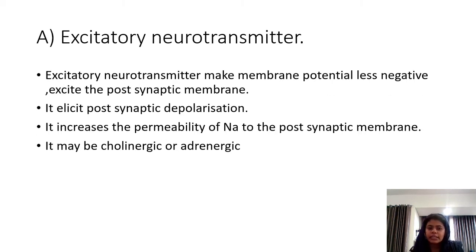Excitatory neurotransmitter makes the membrane potential less negative, which excites the postsynaptic membrane. Sodium channels are opened and it elicits postsynaptic depolarization. It increases the permeability of the postsynaptic membrane to sodium, and it may be cholinergic or adrenergic. That means acetylcholine and adrenaline are the two types of excitatory neurotransmitter. They always elicit an impulse, or they cause depolarization. They excite the membrane.